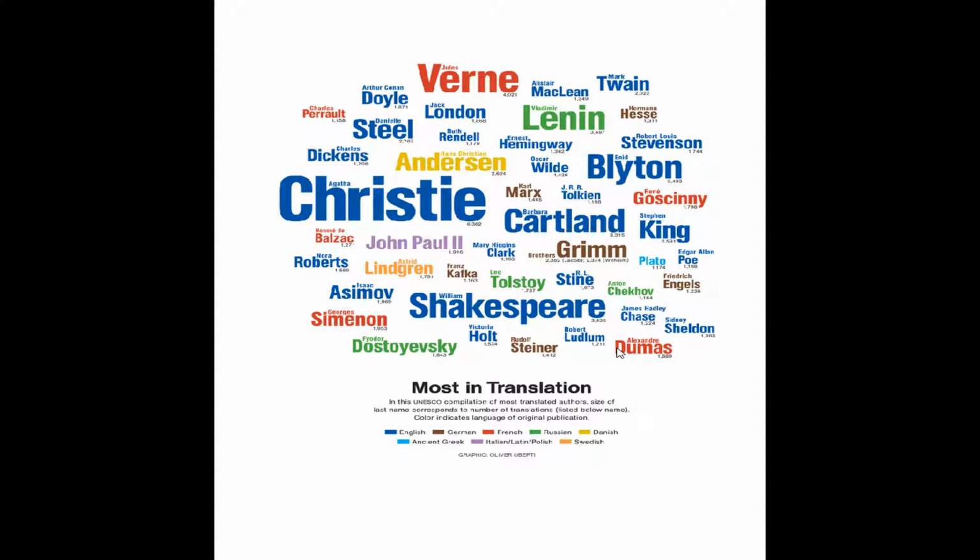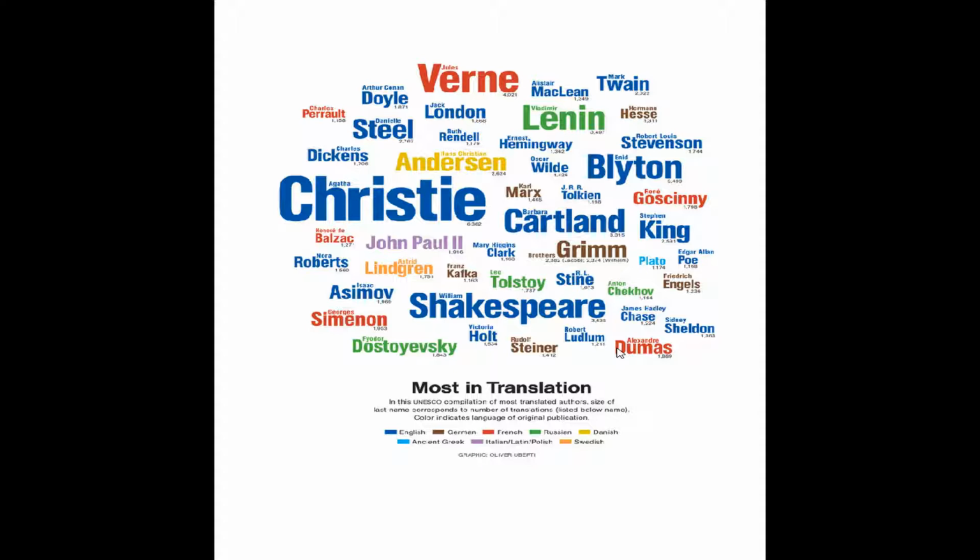This first one is an interesting most-translated authors graph, where it compiled UNESCO's most translated authors. The size of the last name is proportional to the number of translations listed below the name. The color indicates the language of original publication. As you can see, we have dark blue for English, brown for German, French in red, Russian in green, Danish in yellow, ancient Greek in light blue, Italian in purple, and Swedish in orange.